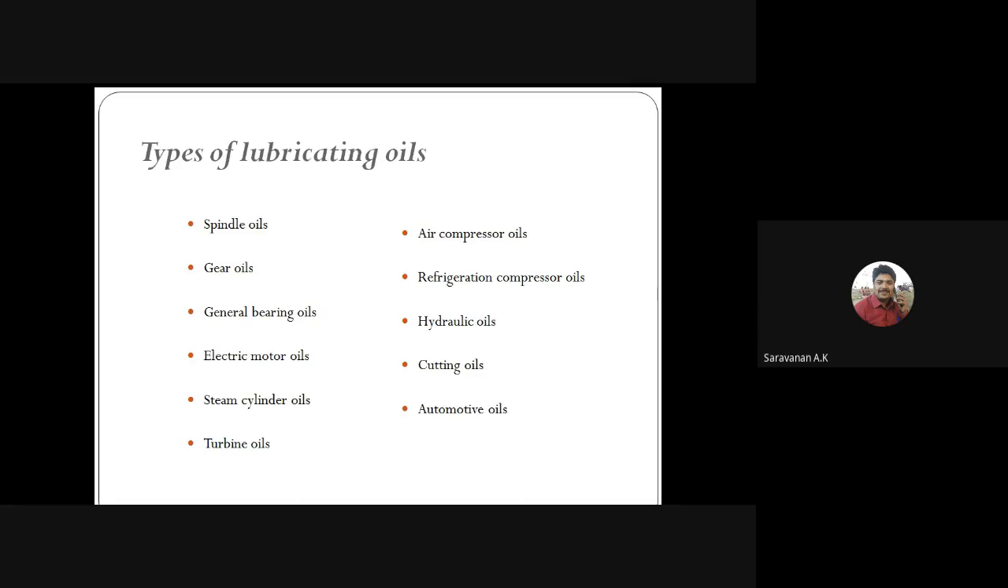Here the flash point is very important. Why? Because of the operating temperature. In the turbine the operating temperature will be very high, so we have to note that the flash point is a very important characteristic in turbine oils. The same applies to air compressor oils. Here also we have to see the flash point, because the temperature developed is very high. So in the air compressor oil also the flash point is a very important characteristic, right?